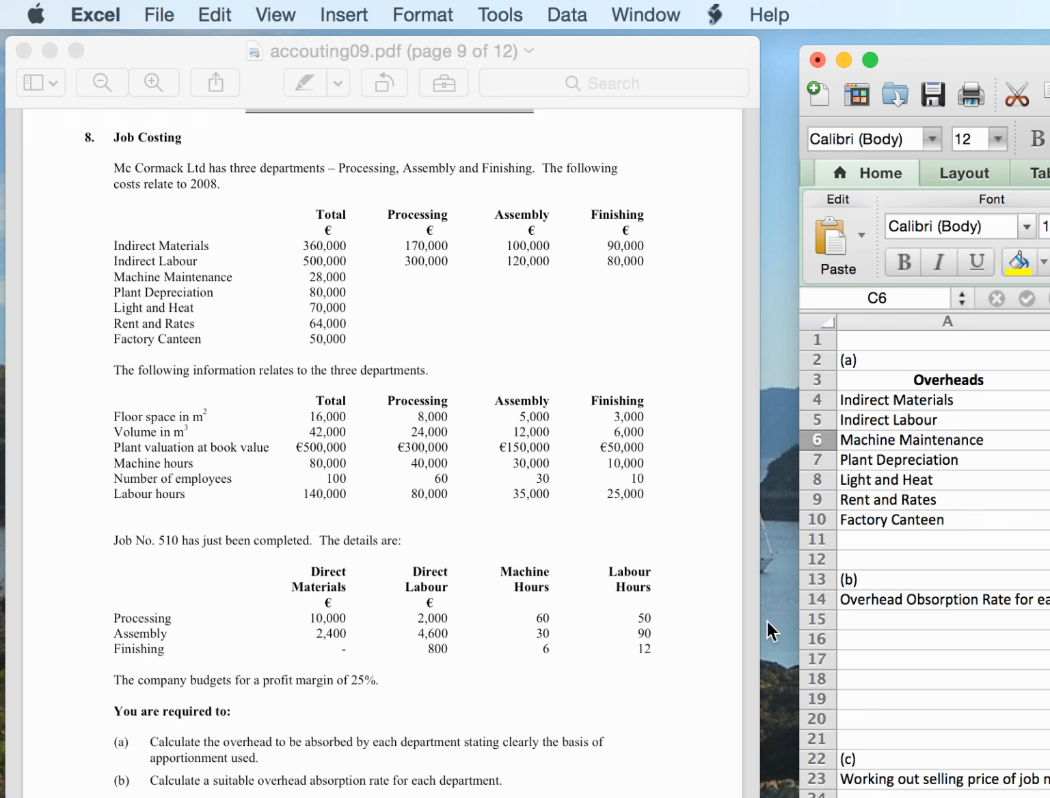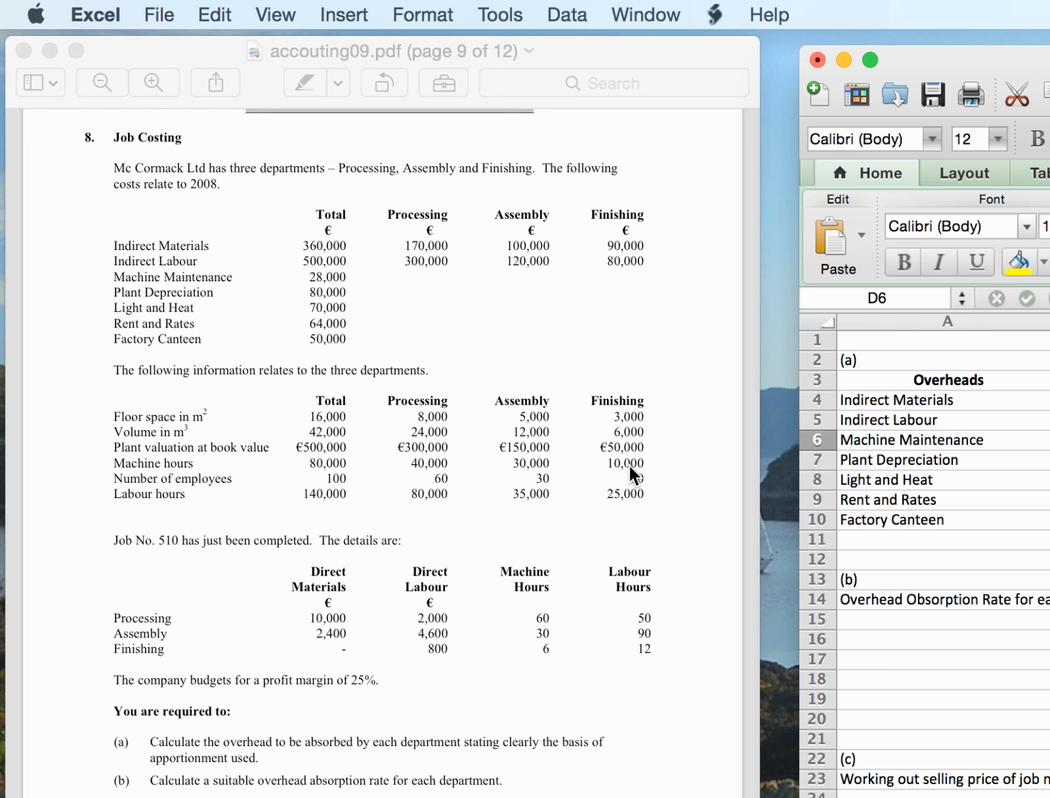So machine maintenance, I have to share out 28,000, 80,000, 70,000, 64,000 and 50,000. And I have to come up with a suitable basis for apportioning out those costs. So machine maintenance, based on the information I'm given over here, I'm given floor space, something to do with machines, and I can see machine hours. So it's 40, 30 and 10. Well, then that's probably the easiest way to do it. So machine hours is the basis of apportionment.